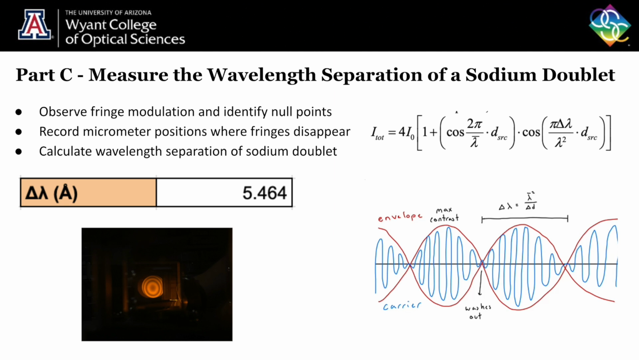Because the sodium doublet has 2 separate wavelengths, the wavelengths don't interfere, but their irradiances add, giving us the equation on the right. The first cosine term acts as a carrier, shown in blue, and the second acts as an envelope, shown in red. We measured the distance between the 0 points on the envelope, where the fringes disappeared. We found that the wavelengths were about 5.464 angstroms apart, when in reality they're more like 6 angstroms.